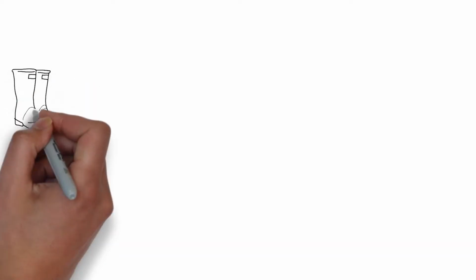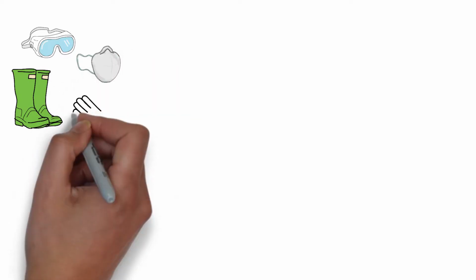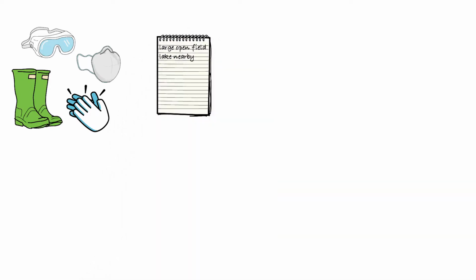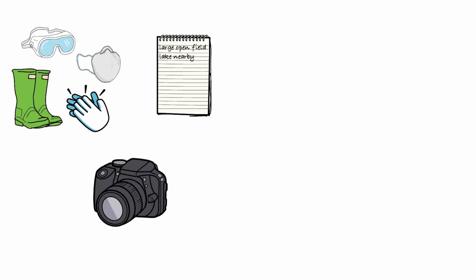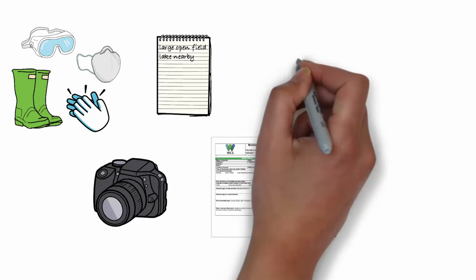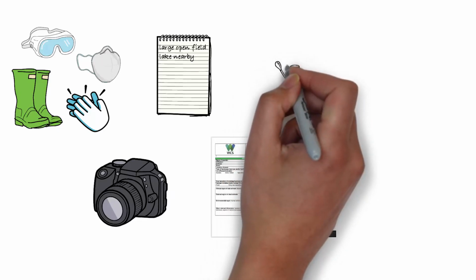All right, let's review. Remember to protect yourself and others by wearing proper personal protective equipment at all times. Assess the surrounding environment before approaching the animal. Gather and record as much information as possible. Take photos and make sure the morbidity and mortality event form is complete, or enter the information into Smart Mobile if available. Collect the carcass or oral or rectal swabs safely.